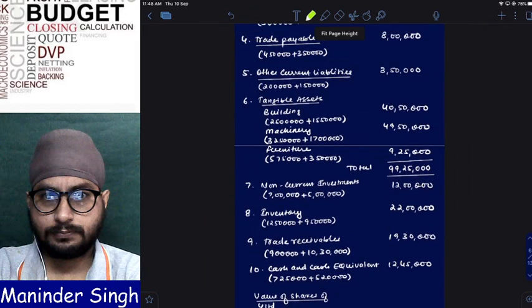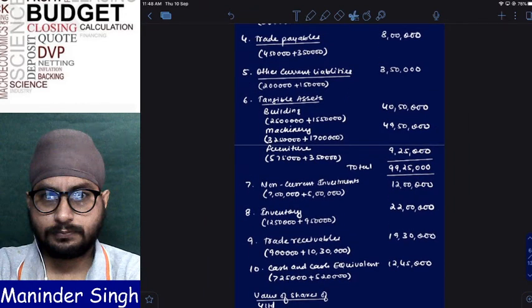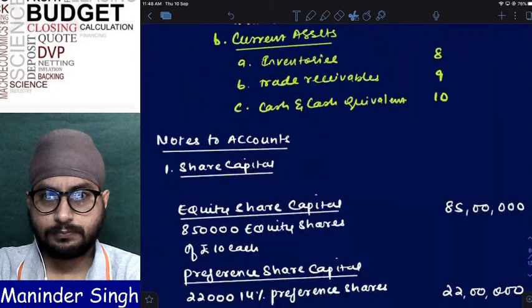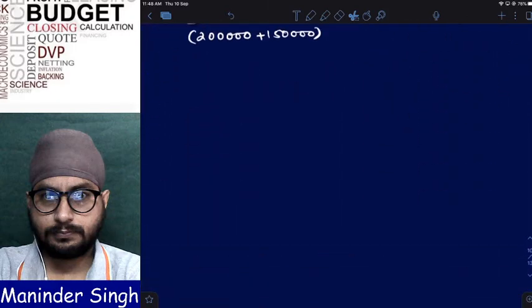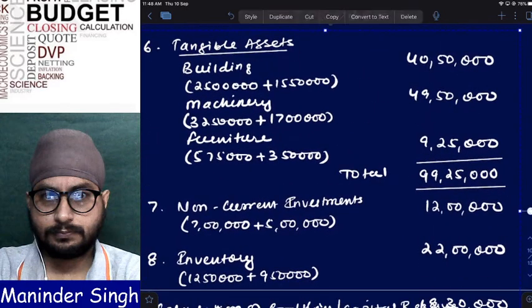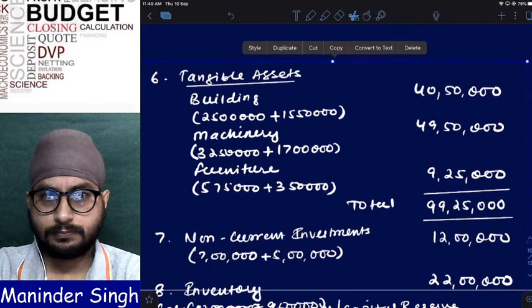So what I'll do, the same notes I will copy there also. So what you do, you don't copy and paste, you write it down. Clear? Copy and paste. Wait 1 second.